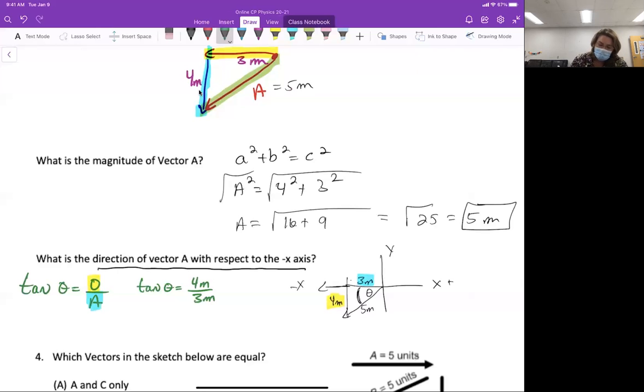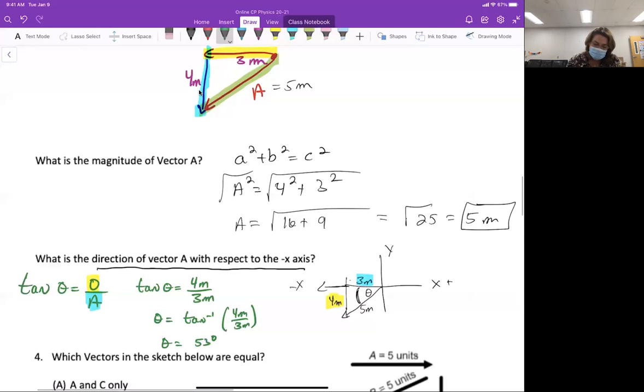Now, how do I get theta by itself? That's what we're trying to find. I've got to take the inverse tangent of tangent theta to get theta by itself. So theta is equal to tangent -1. I'll take the inverse tangent of both sides. And then I will find theta to be, let's see, 4 divided by 3, enter, second function. I get 53 degrees. Did I answer the question? What is the direction of vector A with respect to the negative x-axis? That is the answer.